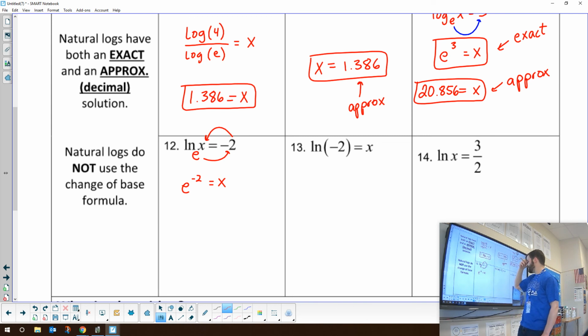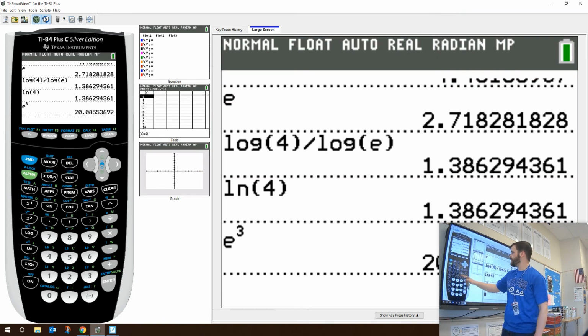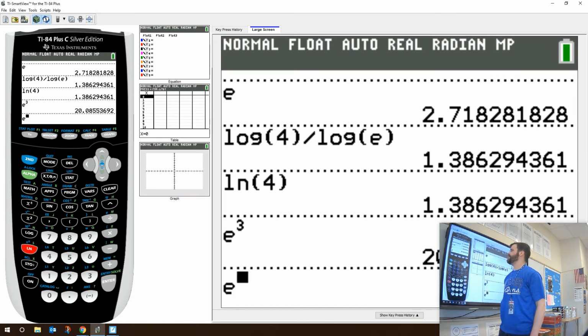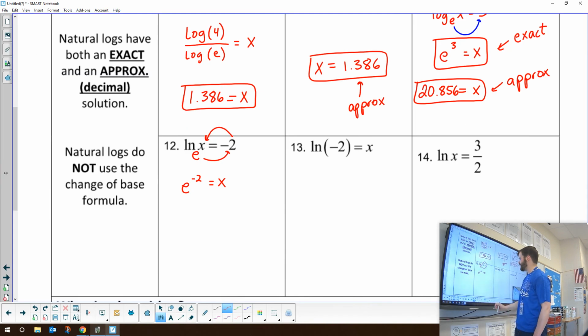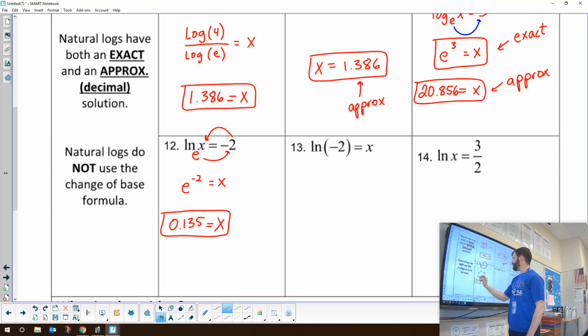So we're going to do the same thing. We're going to pull up our calculator. We're going to go second e to the x, and this time we're going to plug in a negative 2. We're going to go e to the negative 2 equals 0.135. This one rounds down. So x equals 0.135. And once again, I have an exact answer right here and an approximate answer right here.